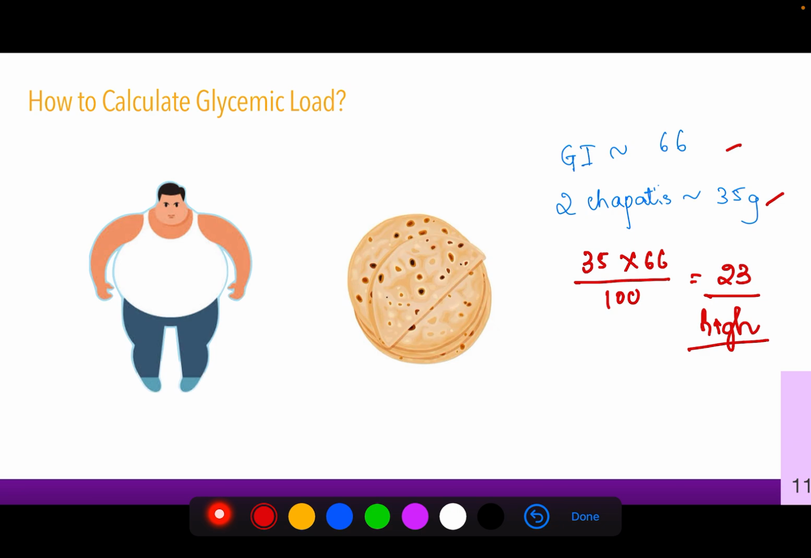Right? So now what you should tell the patient: don't eat 2 chapatis because it will raise your blood sugars very much. Rather than having 2 chapatis, you can have 1 chapati. Why? Because if the patient has 1 chapati, it will roughly come to 12.5, in the middle range, not high, not low. This is the importance of glycemic load.